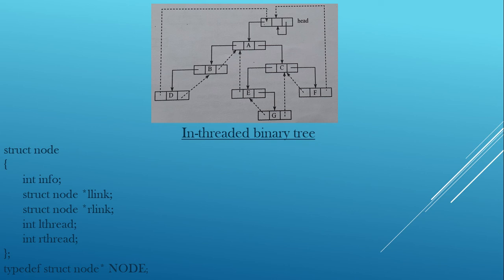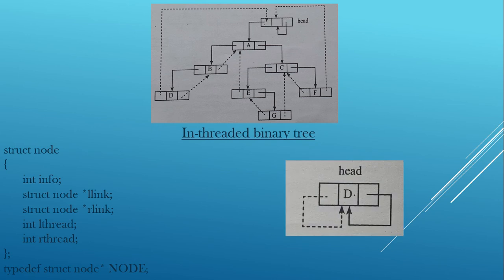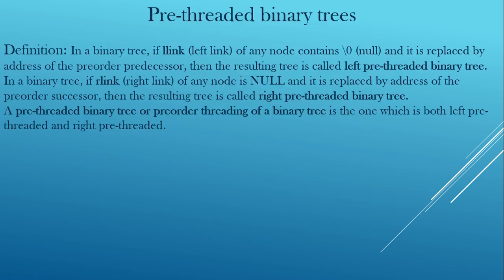So a tree can also be empty. When the tree is empty, the header node is represented like this. The tree is always attached to the left field of the header node. Now let's see what a pre-threaded binary tree and a post-threaded binary tree are.